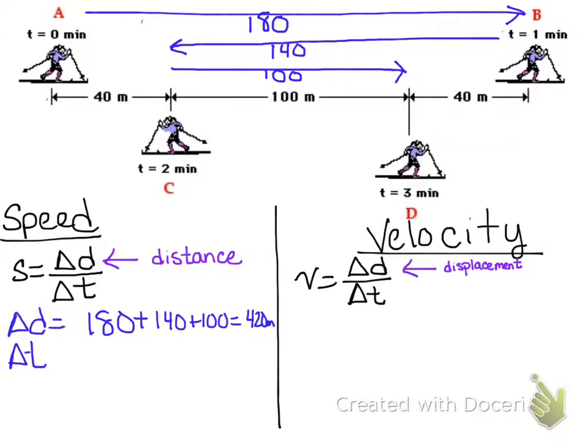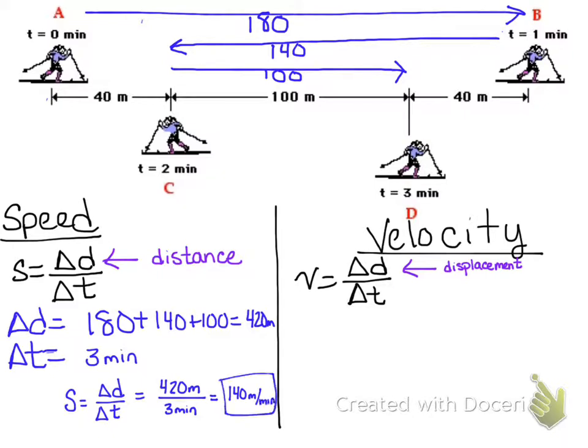My time, if you look up there, is 0 minutes, 1 minute, 2 minutes, 3 minutes. So my total time is just 3 minutes. That's pretty easy. Now, in order to calculate this, I'm just going to do my change in distance, 420 meters, divided by my change in time. So S equals delta D, change in distance, over change in time. 420 over 3 is going to give me a total speed of 140 meters per minute. That's pretty simple, right? Most of you probably could have calculated that after I explained the picture. I know the picture is pretty tricky.